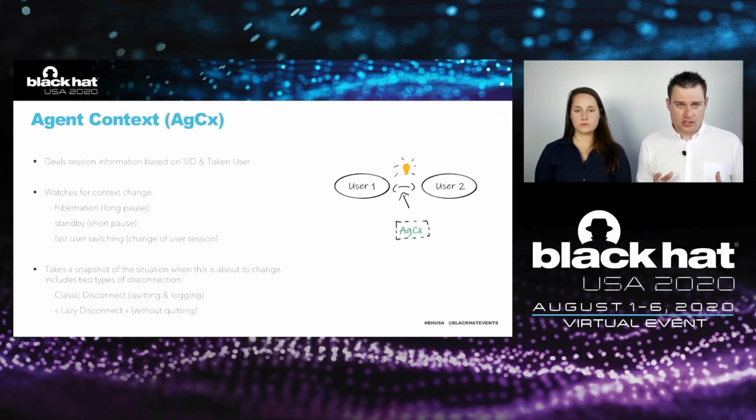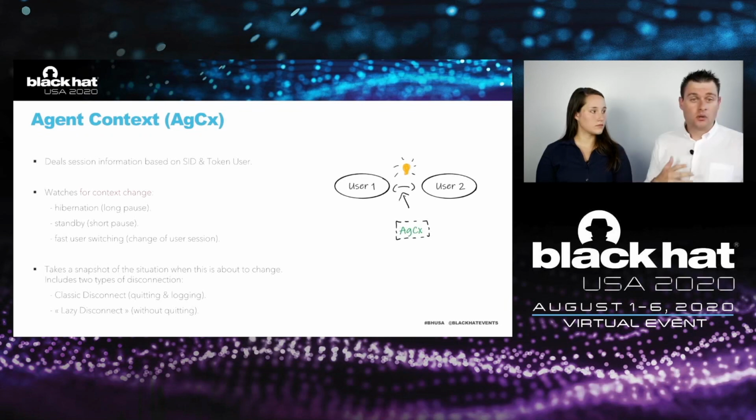The first agent is called agent context, AGCX for short. This one is based on user information, that's why it's dealing with seed and token of user. Its main focus is concentrating on context change, which means when the computer is going to hibernation, when the computer is going to standby mode, or when you are changing session.